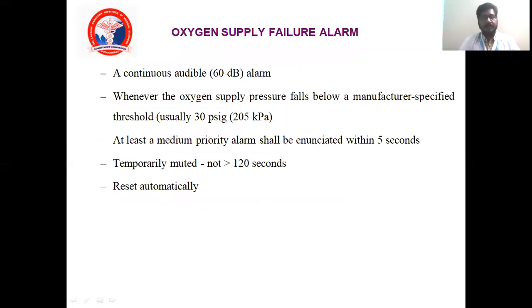Oxygen supply failure alarm. It is a very, very important safety mechanism. It is a continuous audible 60 decibel alarm whenever the oxygen supply pressure falls below a manufacturer specified threshold, usually 30 psig. At least a medium priority alarm shall be initiated within 5 seconds. It can be temporarily muted, for not more than 120 seconds. It resets automatically. It is a very, very important safety feature in the intermediate low pressure system.